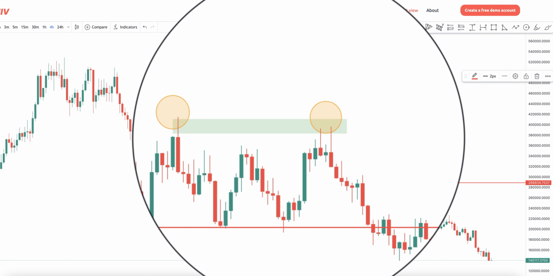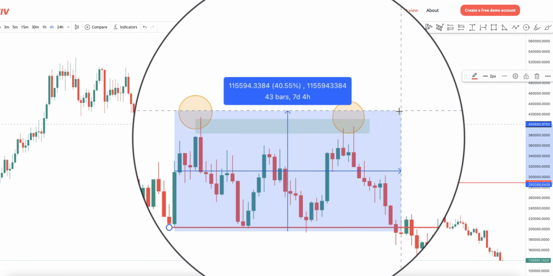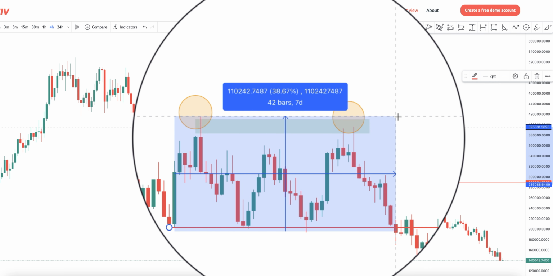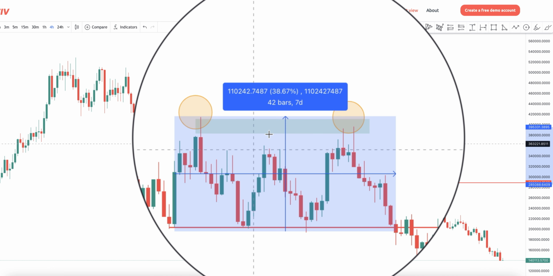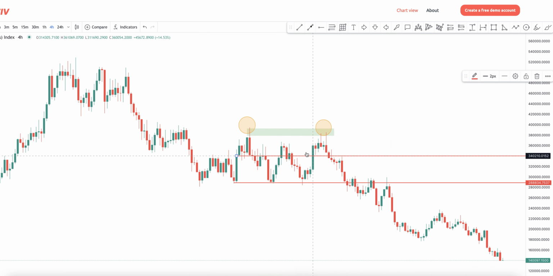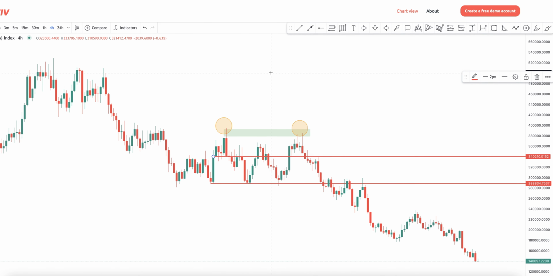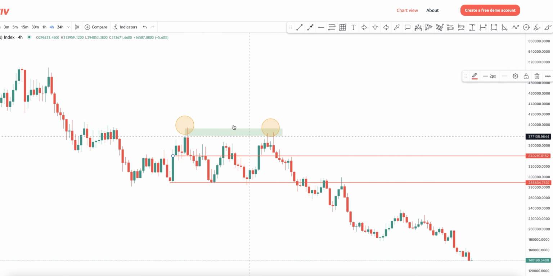So the first thing is you go for your ruler. You measure from the neckline to the first top. You pick your line again and drop it in the middle. This is the 50% from our ruler, so you put your line at the 50%. So look here clearly: we have the first top, the second top, the 50%, and the neckline.